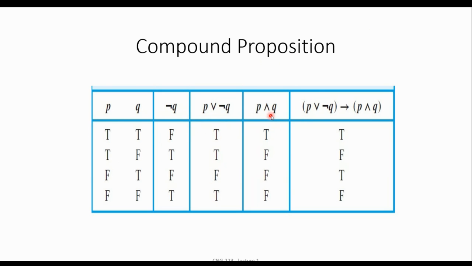So conjunction: both of them at the same time should be true, otherwise it should be false. You see, only in this case both of them are true.